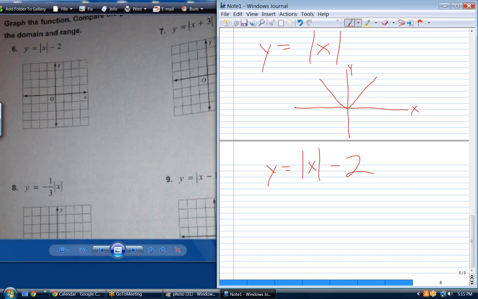All real. All real. What's the range? Y is greater than or equal to -2. No, I'm talking about this one that I drew. The parent function. Oh, y is greater than or equal to 0. Yes. Okay. So the domain on this function here, the absolute value of x minus 2 again, the domain is all reals.